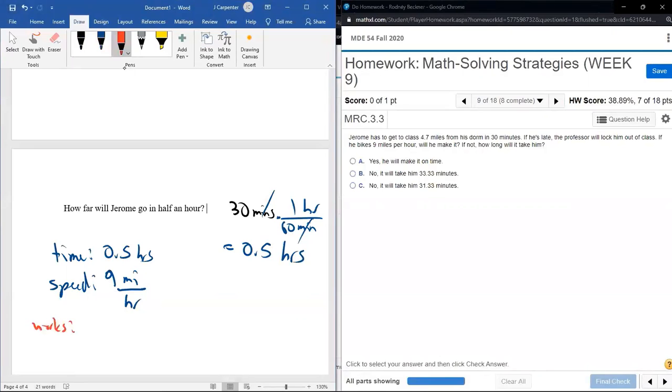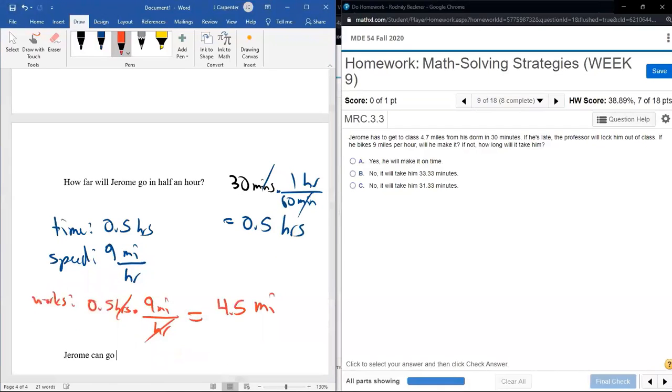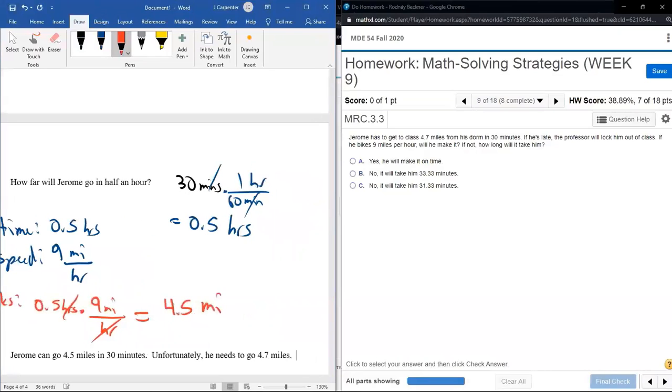The one that works, again, is not doing time divided by speed or speed divided by time. It's if I multiply these two things. So if you take your 0.5 hours and you multiply it by your 9 miles per hour, your hours units cancel. You're only left with miles, which is a distance, and that's what we're trying to compare it to. So this is a good sign. 0.5 times 9 is 4.5. So in that half an hour, he can go 4.5 miles. Jerome can go 4.5 miles in 30 minutes. Fortunately, he needs to go 4.7 miles. So no, he's not going to make it on time.